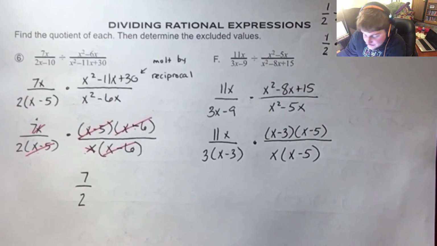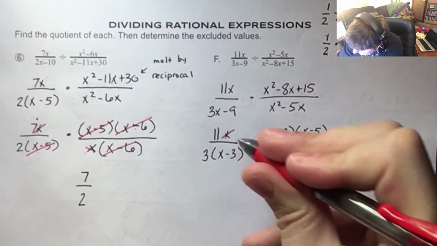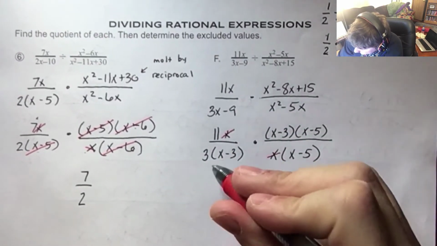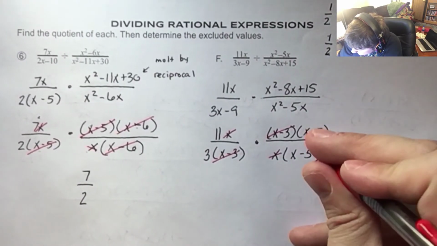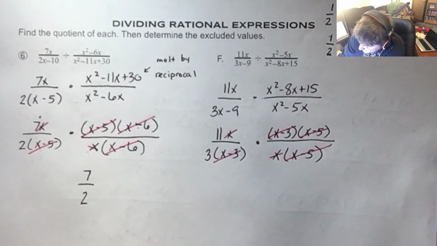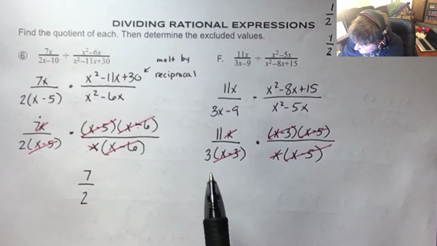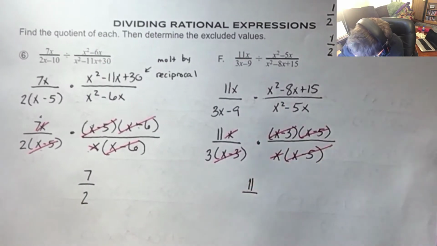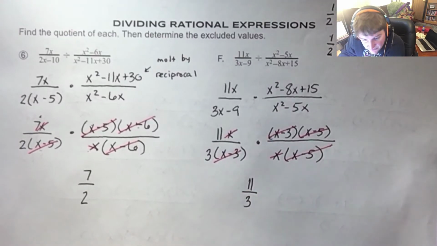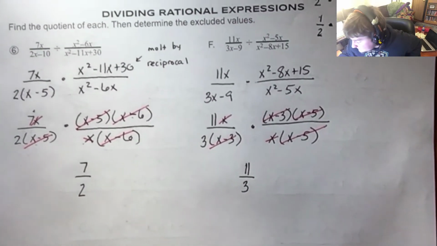Okay, let's start canceling. Factor of x here, factor of x here. Factor of x minus 3 here, factor of x minus 3 here. Factor of x minus 5 here, factor of x minus 5 here. So let's think what's left over. 11 times 1 times 1 times 1. 3 times 1 times 1 times 1. So this one simplified just into 11/3.